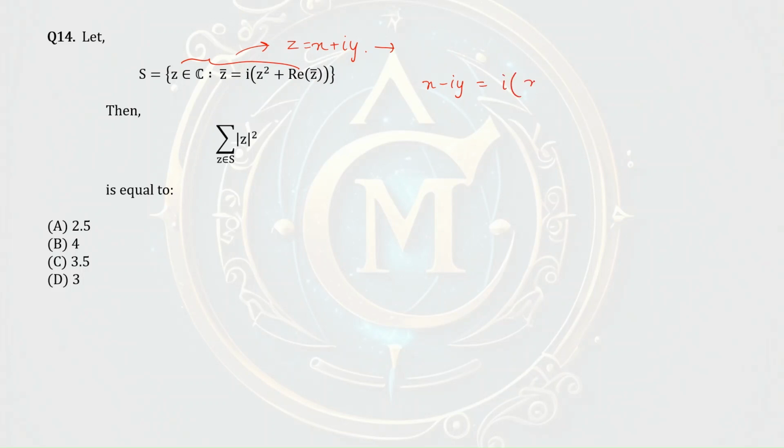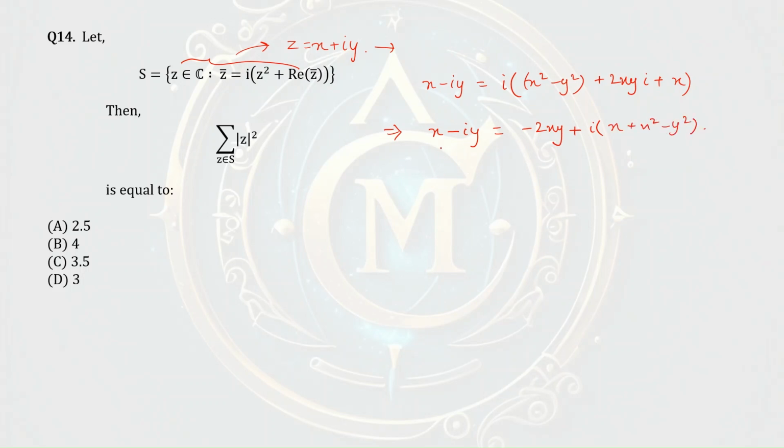We can calculate x square minus y square plus 2xy iota, plus the real part of Z bar, which is x. So this equation simplifies as x minus iota y is equal to minus 2xy plus iota times x plus x square minus y square.